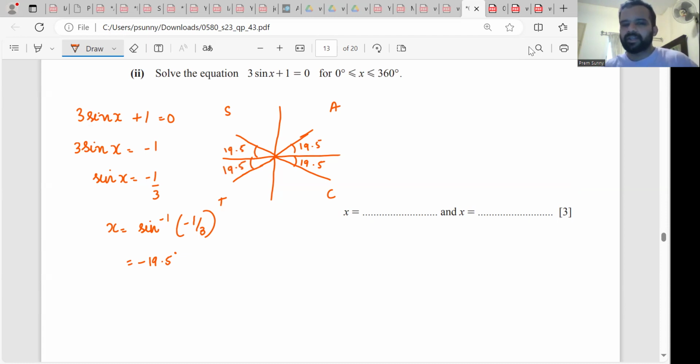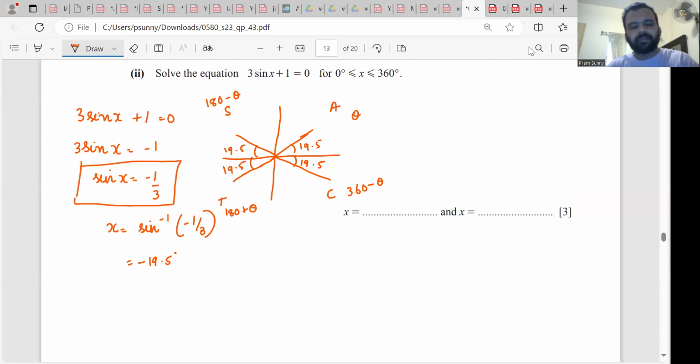Now the angle representation in the first quadrant is theta. Angle representation in the second quadrant is 180 minus theta. Angle representation in the third quadrant is 180 plus theta. And angle representation in the fourth quadrant is 360 minus theta. Theta is the angle in the first quadrant. Now, we always have to put a box here.